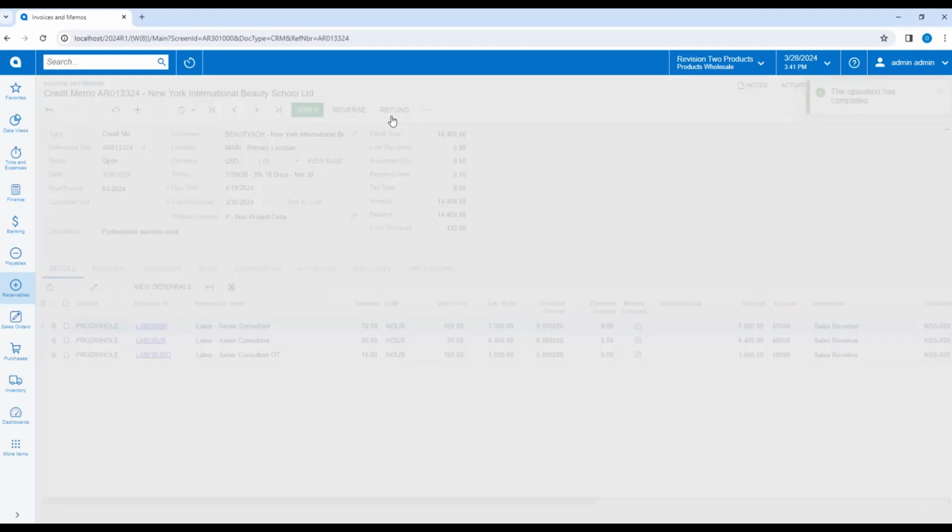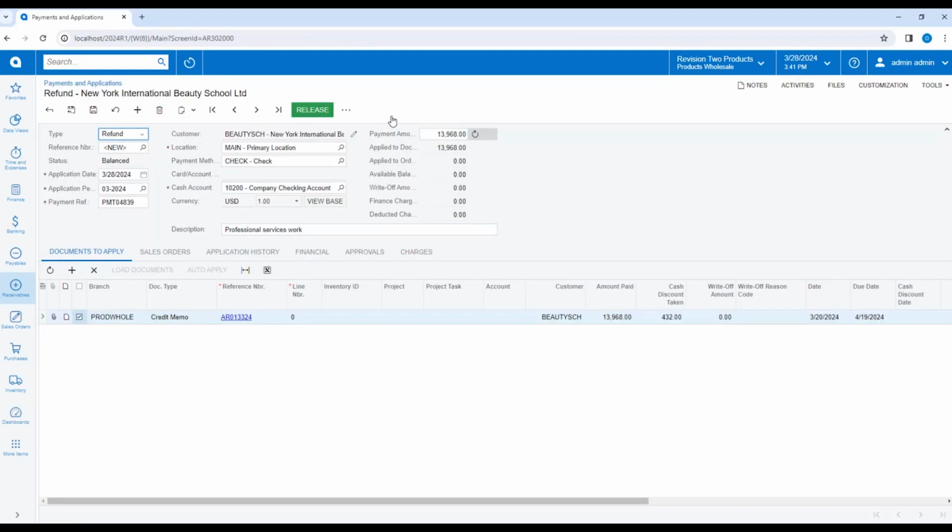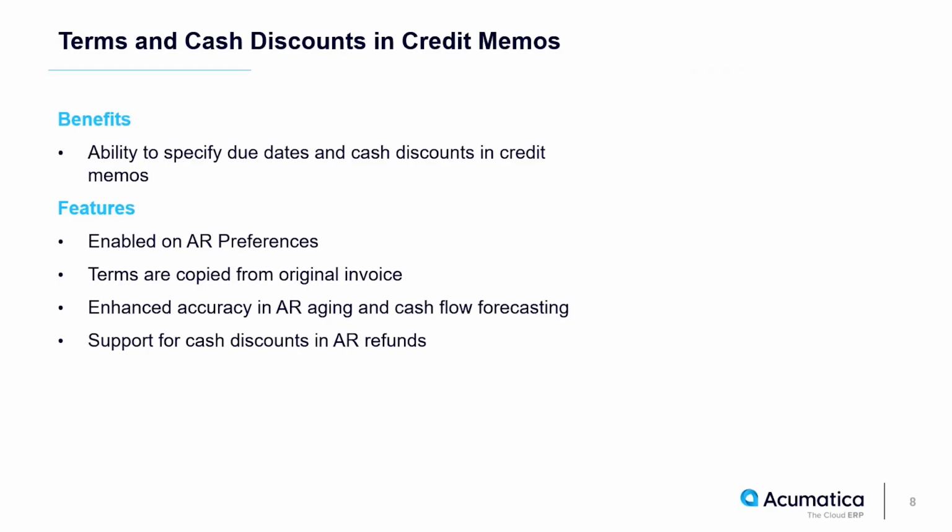If I make a refund for the memo within the cash discount period, the system will reduce the refunded amount by the cash discount. The feature can be activated or deactivated at any time. If a credit memo has a due date, this date will be used in agent reports and customer statements. Otherwise, the system will use the document date.